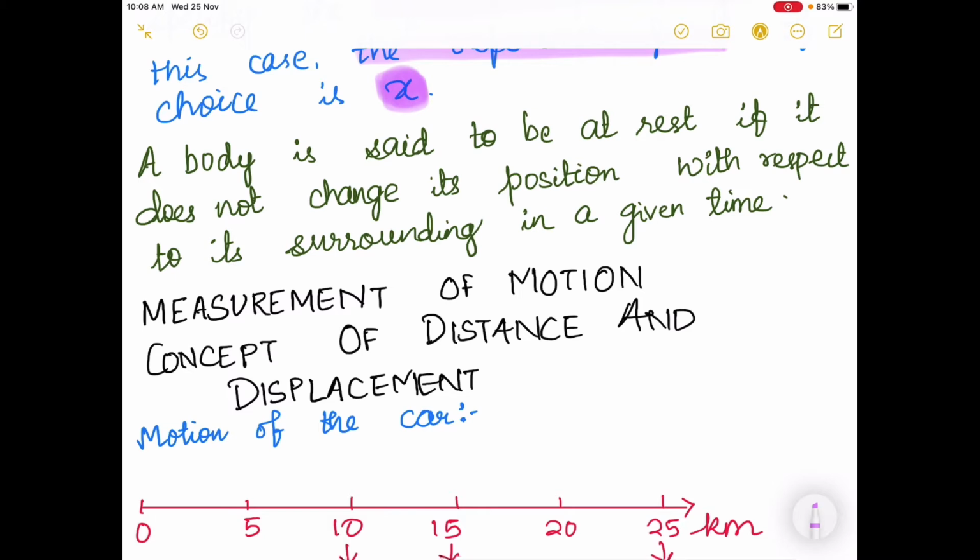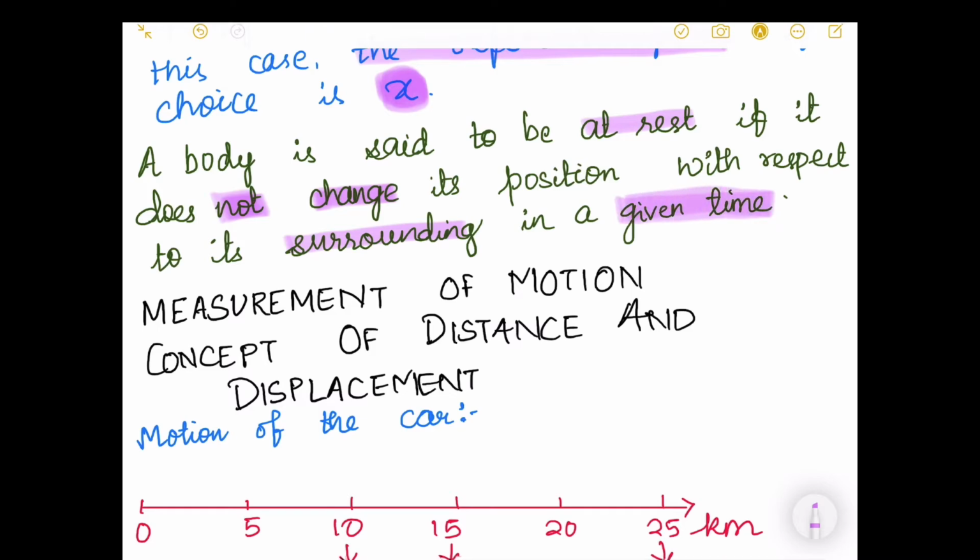So a body is said to be at rest if it does not change its position with respect to its surrounding in a given time. In the time interval of 10 seconds, we say that A is at rest but B is in motion. From the above example, we not only understand the concept of motion but also the concept of rest.